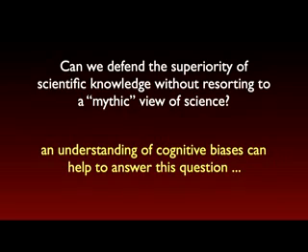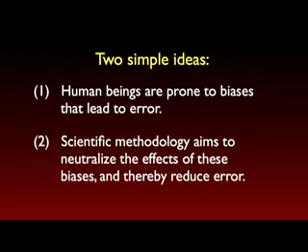Okay, with all that build-up, you'd expect that what I have to say about science and cognitive biases is going to be really deep and sophisticated. But it's not. It's really pretty simple. It can be summarized in 2 points. 1, human beings are prone to biases that lead to error. 2, scientific methodology aims to neutralize the effects of these biases and thereby reduce error. Okay, let's look at these 2 points in order.